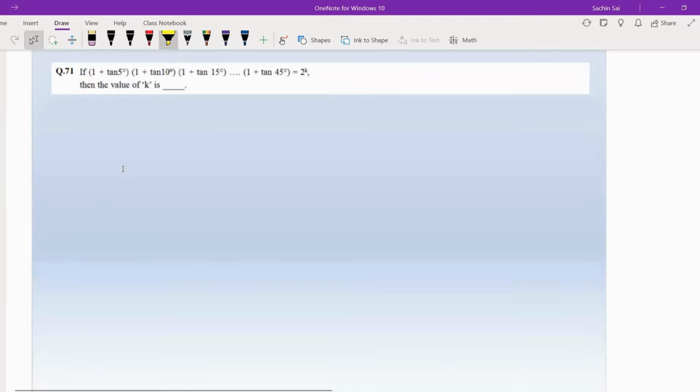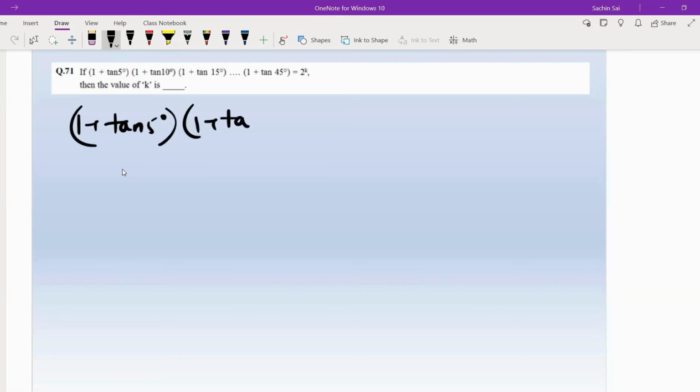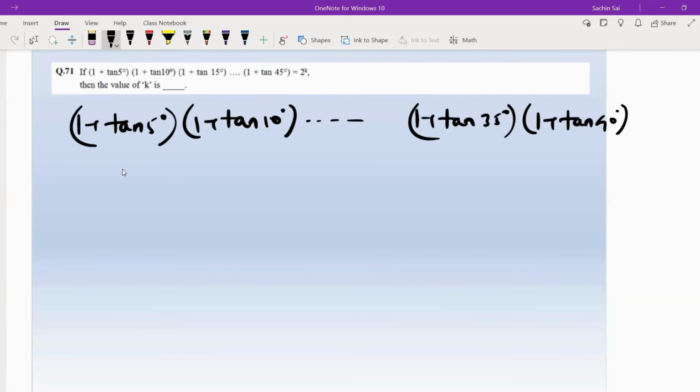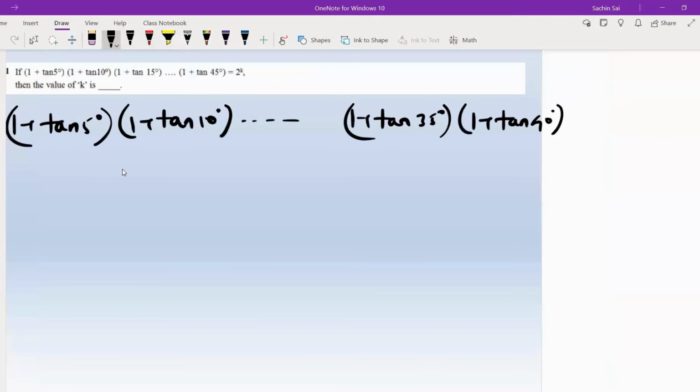Question 71, 1 plus tan 5 degrees into 1 plus tan 10 degrees into 1 plus tan 15 degrees. Okay, so what you observe here is that the first term is 1 plus tan 5 degrees. The last term is 1 plus tan 45 degrees. In fact, if I write the last but one term, then it puts a lot into perspective. 1 plus tan 5 degrees into 1 plus tan 10 degrees and so on up to 1 plus tan 35 degrees into 1 plus tan 40 degrees, right? That's the last but one term. And then you have 1 plus tan 45 degrees.